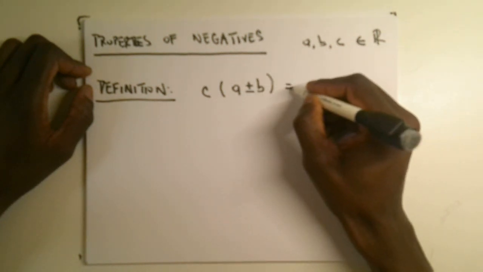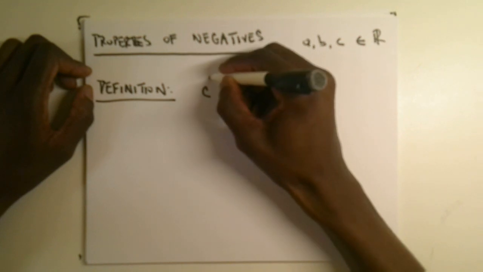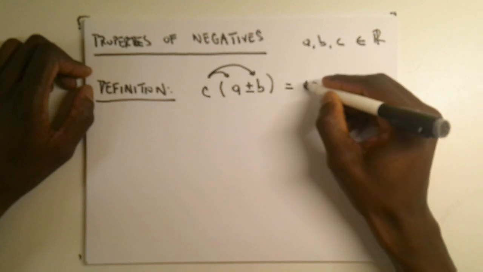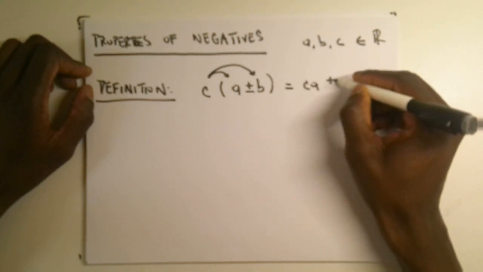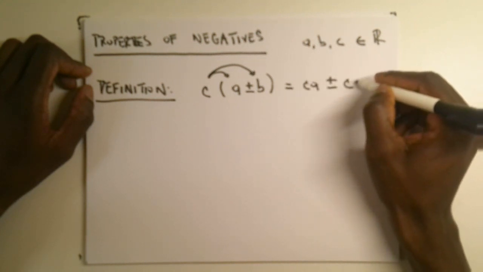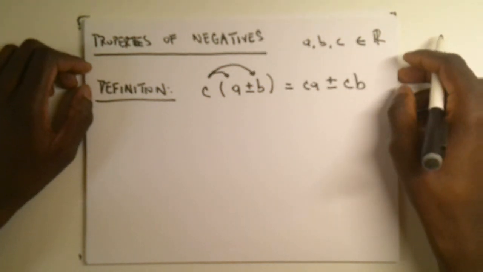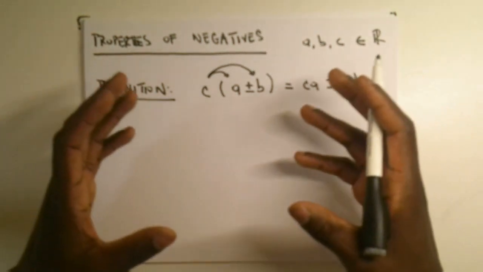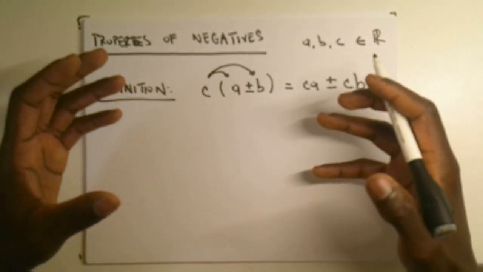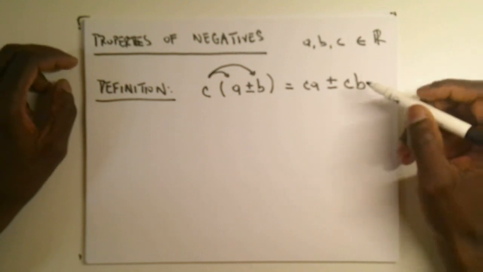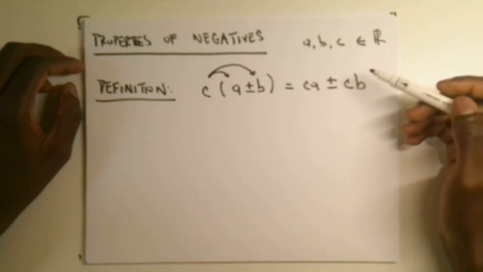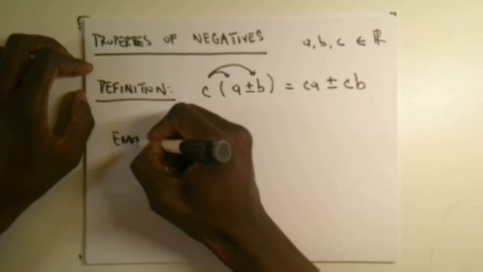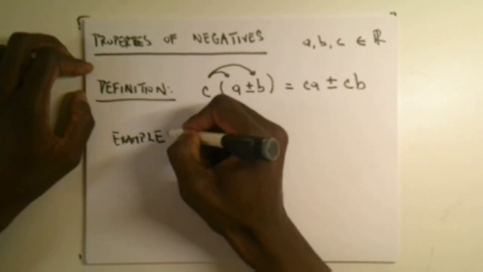And if I distribute over this, so my C will be multiplied with A, and I can say plus or minus C times B. This gives me a way of describing the properties of how negatives will come into play. So let's look at an example to clarify what I mean by this.